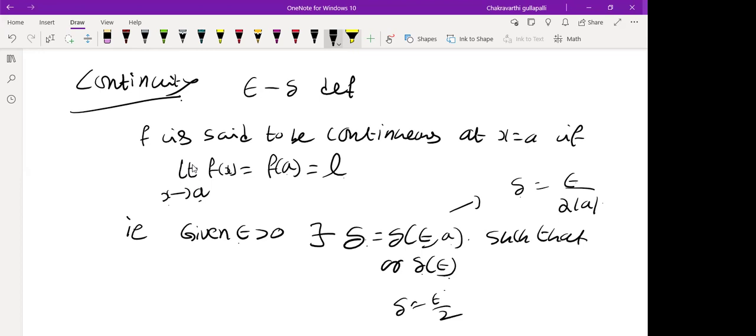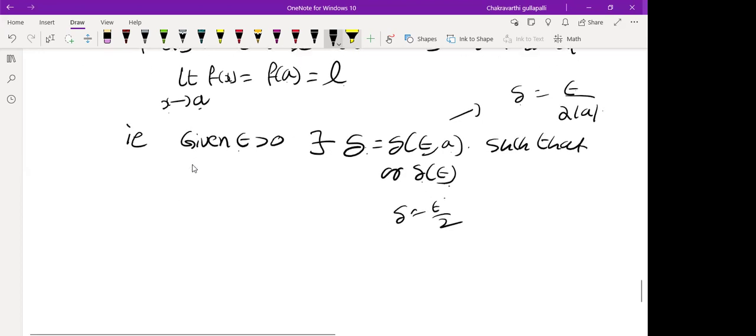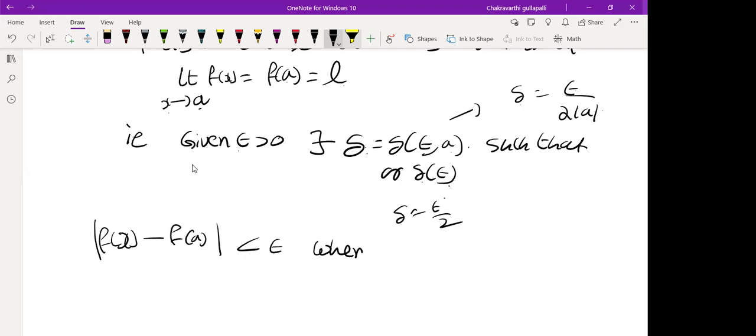So given epsilon greater than 0, there exists delta such that |f(x) - f(a)| is less than epsilon whenever |x - a| is less than delta. If this happens, we say the function is continuous. Instead of L, we have f(a). That is the only difference. That means you have to solve these two inequalities and get your delta. Delta can depend only on epsilon, or it may depend on epsilon and a, but somehow you have to get a delta. Then we say f is continuous.